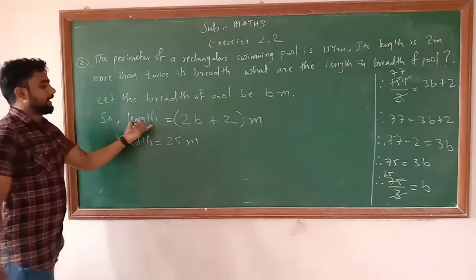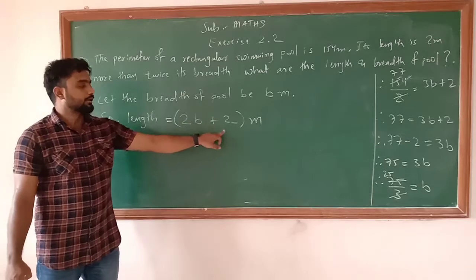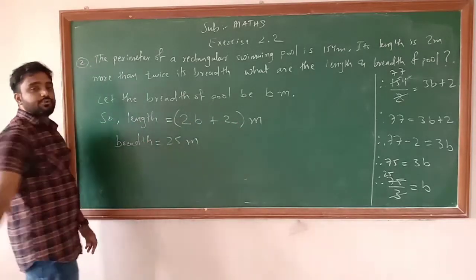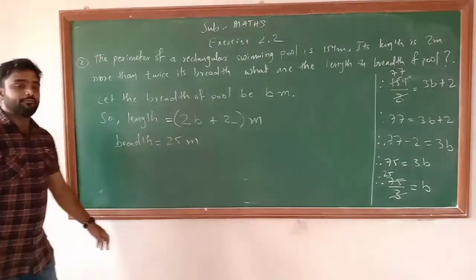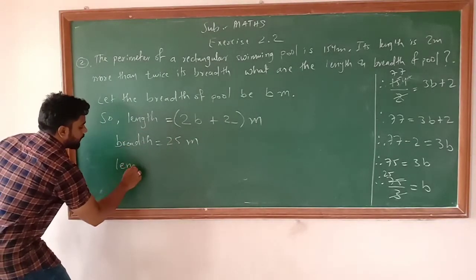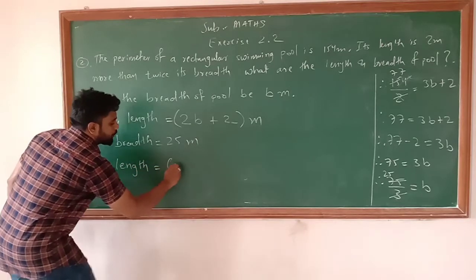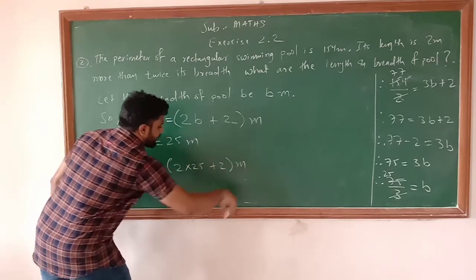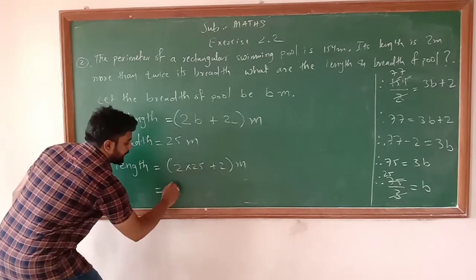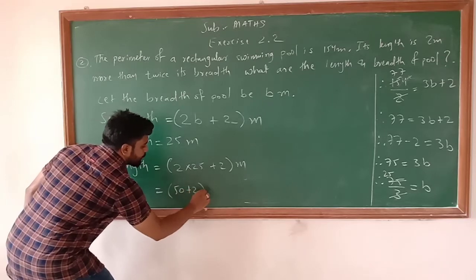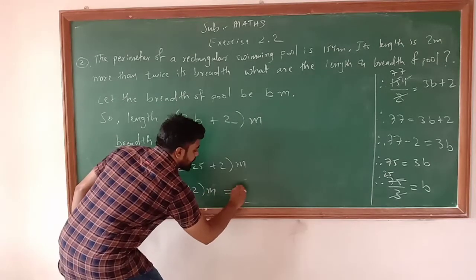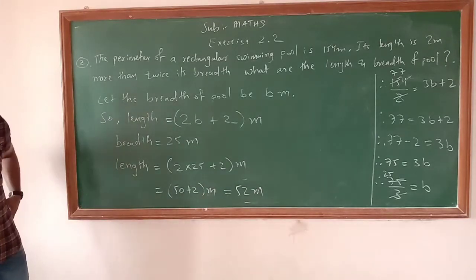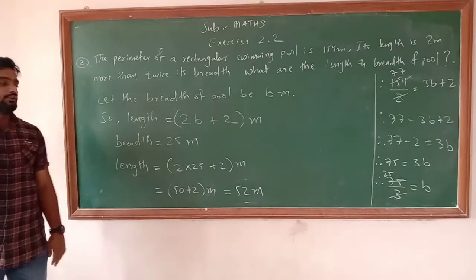So it is given that length is equal to 2b plus 2 meter. That means what? You have to put the value of b, that is 25, in this value of length. So length is equal to 2b, the value of b is 25, plus 2 meter. So that will be how much? 2 multiplied by 25, that is 50 plus 2 meter. And the final answer is how much? 52 meter.